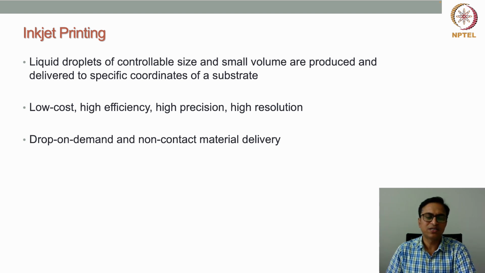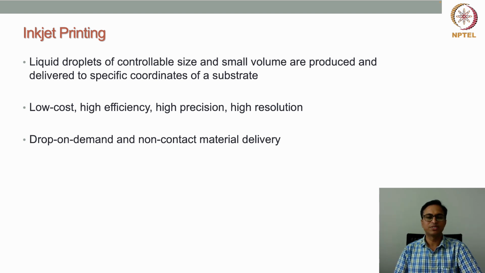Another very important characteristic of this technology is drop on demand. Whenever there is a requirement for a drop of a particular material, only at that time will the drop be produced. So we can control the droplet generation and their delivery to the particular location, to the particular coordinates for printing purposes. Another important characteristic of this printing technology is non-contact material delivery.